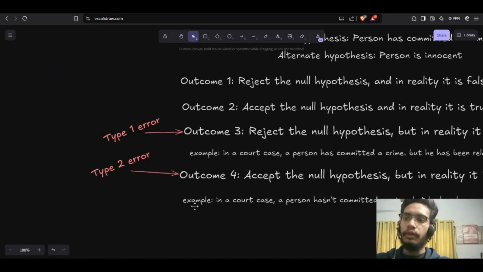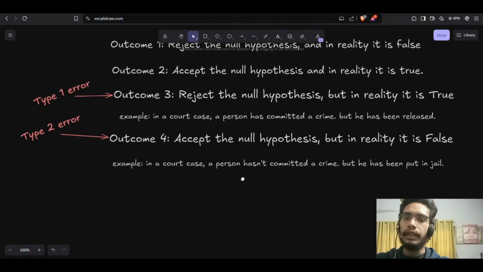Okay, so the type 2 error is outcome number four, in which we accept the null hypothesis, but in reality it is false. So these are type 1 and type 2 errors, right? Now, if you understand this, then we can easily jump into the confusion matrix.